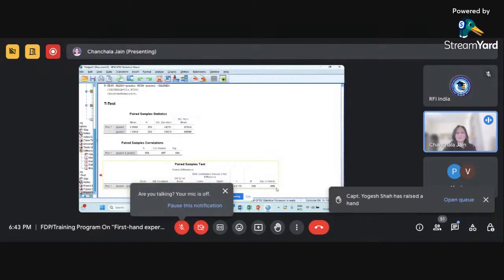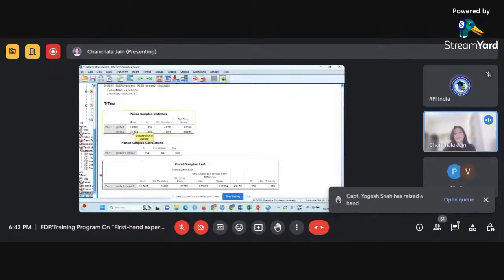Why am I saying teaching is effective? Because you can see this is the first conduct mean and this is the second conduct mean, and the second conduct mean has increased. So that way we can say that the teaching was effective. Okay.